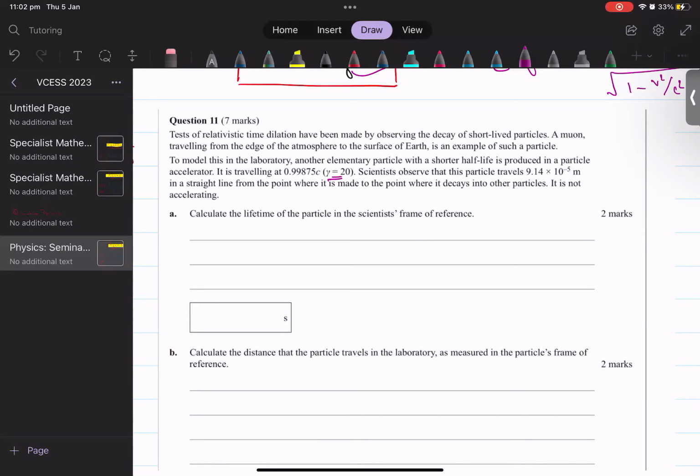It is not accelerating. So straight away, we know that this is an inertial frame, which means special relativity holds. We want to find the lifetime of the particles in the scientist's frame of reference. If I were you, I would encourage you to pause the video and give it a crack on your own before you resume the video and have a go at the solution.